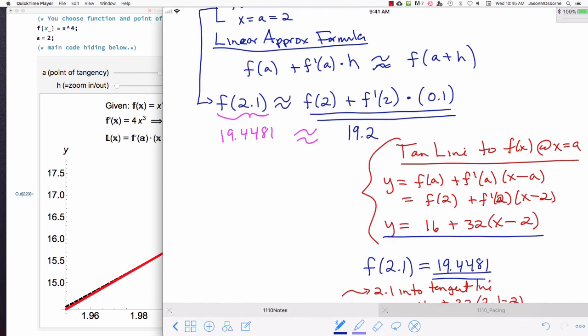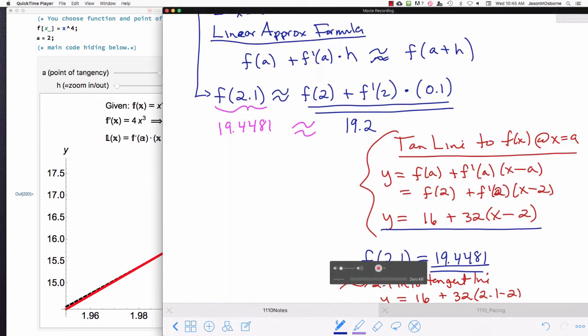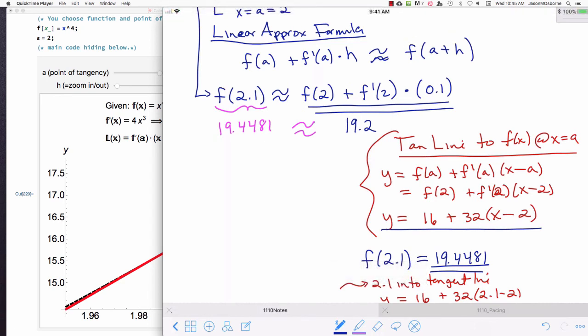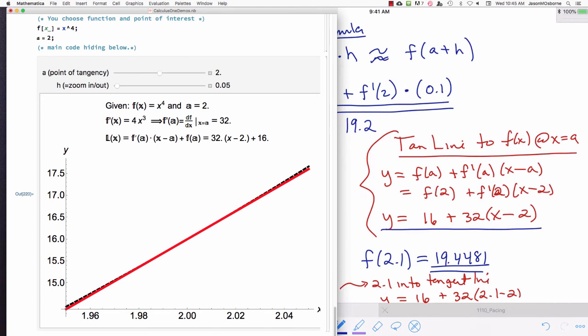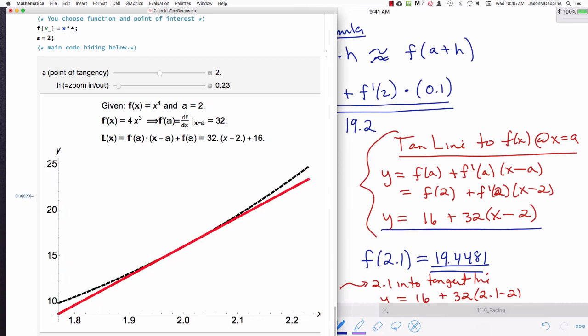So this video hopefully shows the relationship between the tangent line formula and the linear approximation formula. They rely on the fact that the function is differentiable, and when the function is differentiable, you are allowed to use the tangent line to give you a good approximation of the function. And that is the end of this video.